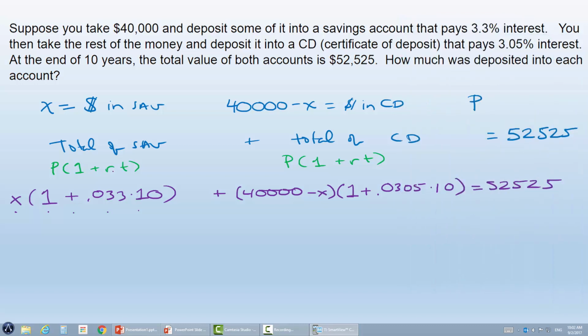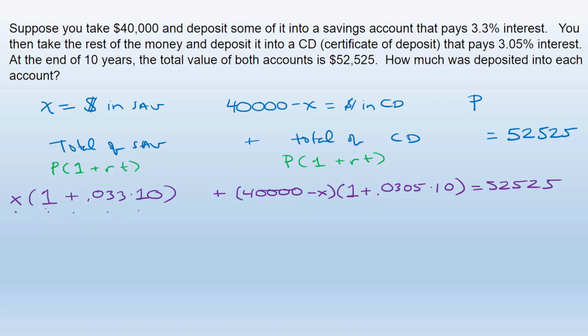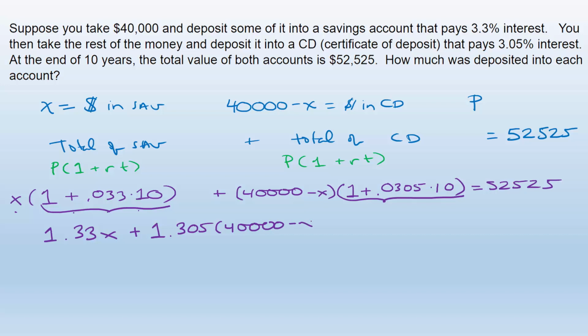All right, so cleaning this up, in this parentheses here, 1 plus 0.033 times 10 turns out to be 1.33. And since that's times x, I'm just going to say 1.33x. Plus, in these parentheses here, 1 plus 0.0305 times 10 is 1.305. But notice that is times the entire quantity, 40,000 minus x. And I'm going to copy down everything else.